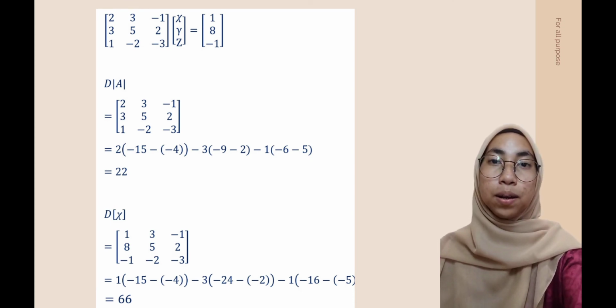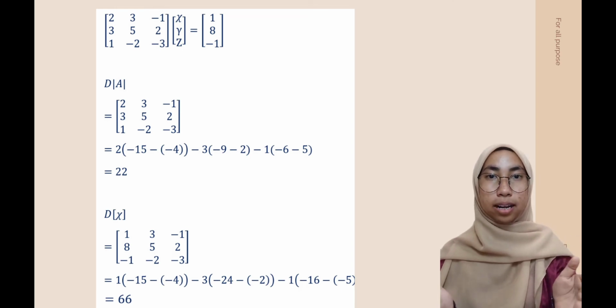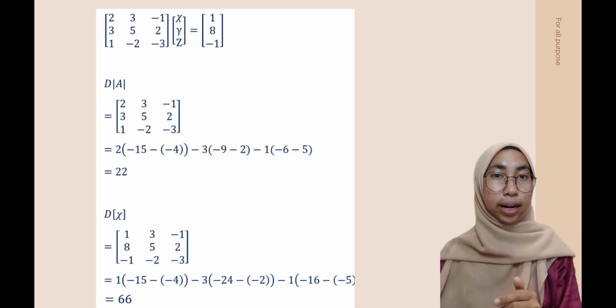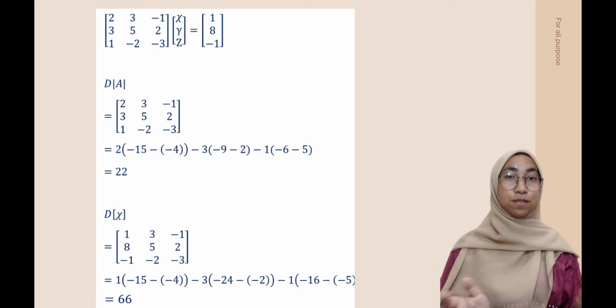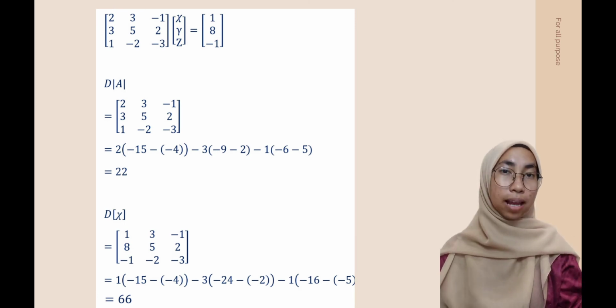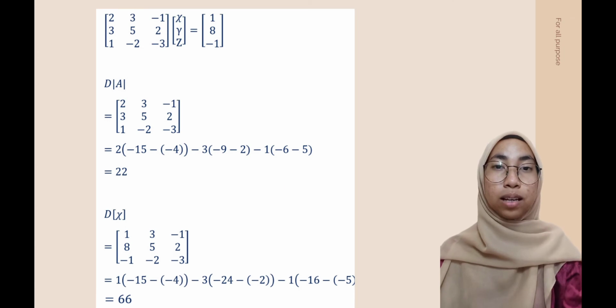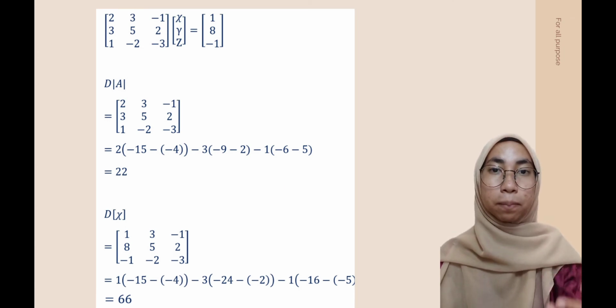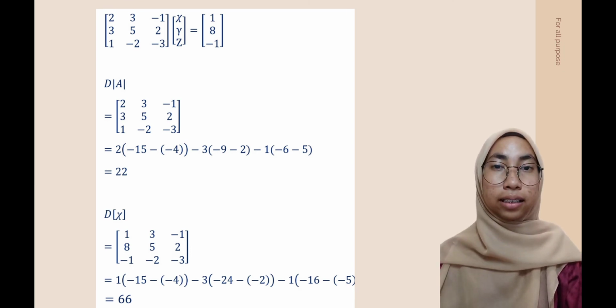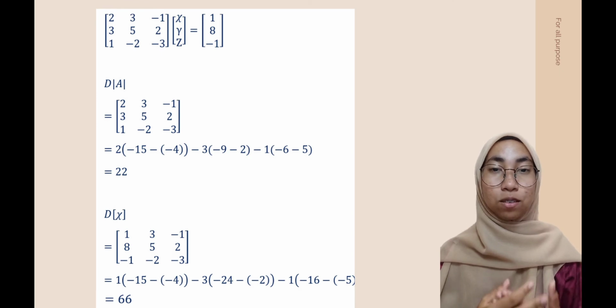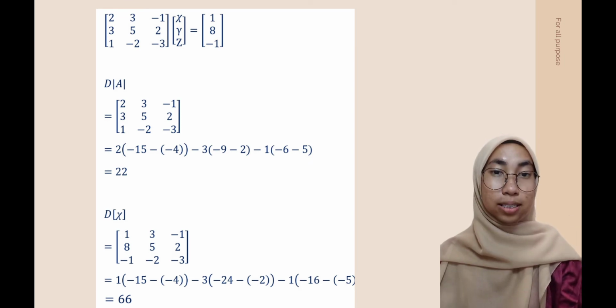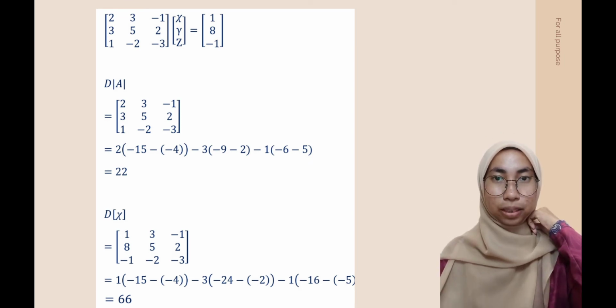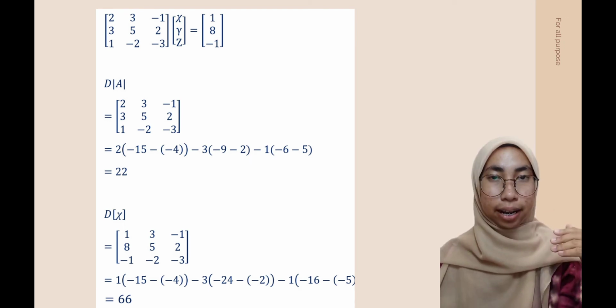To find the determinant A, we just take the first bracket of x, y, z, which is 2, 3, 1, 3, 5, negative 2, and negative 1, 2, negative 3. First, we put plus, minus, and plus on top of the first line. So plus for 2, minus for 3, and plus for negative 1. Then we need to multiply. First, we take out the 2, so it will be plus 2 because we put plus on the first number. So plus 2 in bracket.